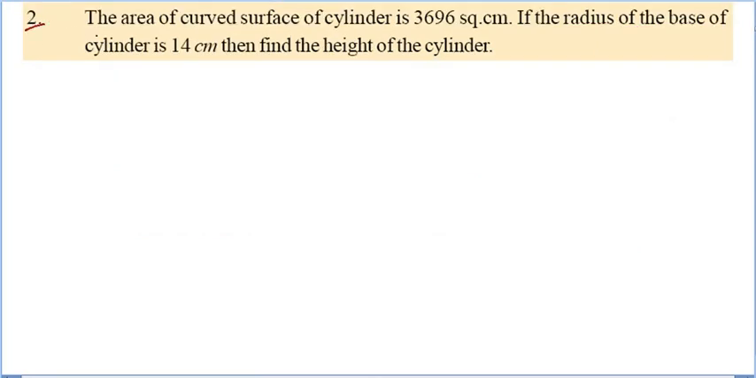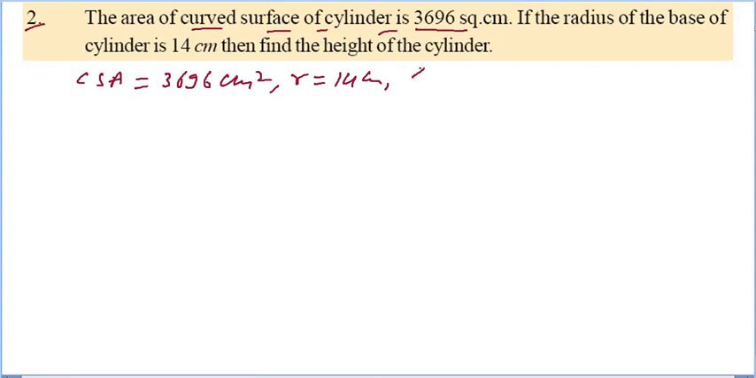Now come to the second question. The curved surface area of a cylinder is 3696. So that is the CSA, given as 3696 centimeter square. If the radius of the base is 14 centimeter, radius of base, that is R, is 14 centimeter. Find the height of the cylinder. That means you want H.